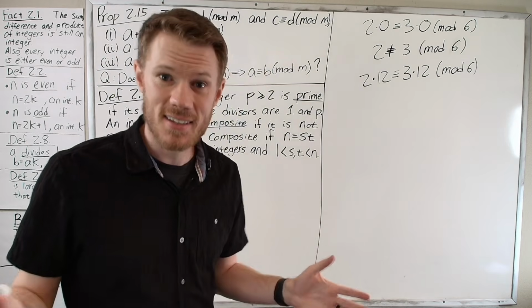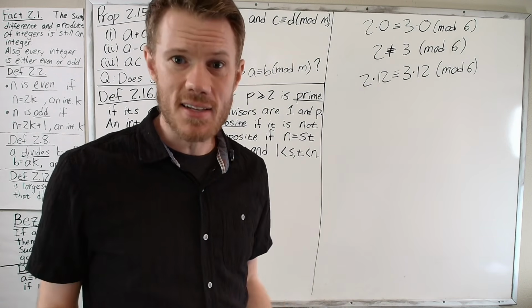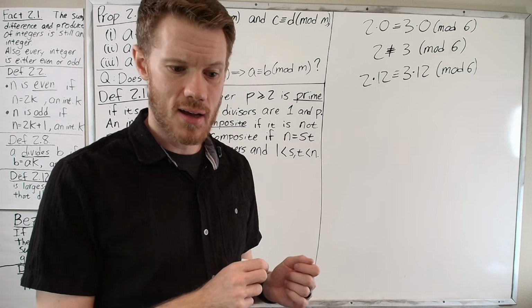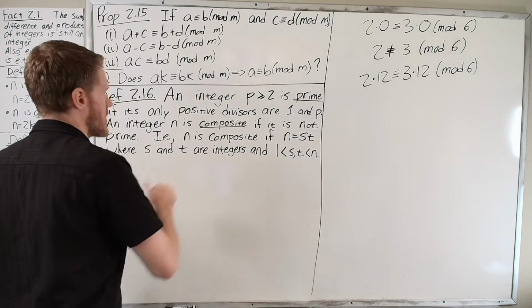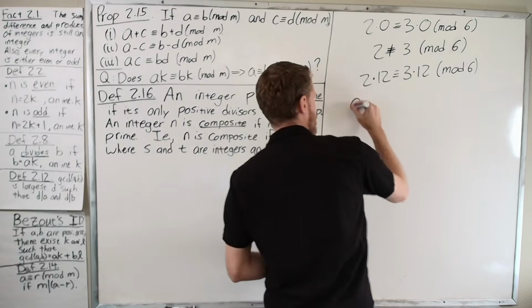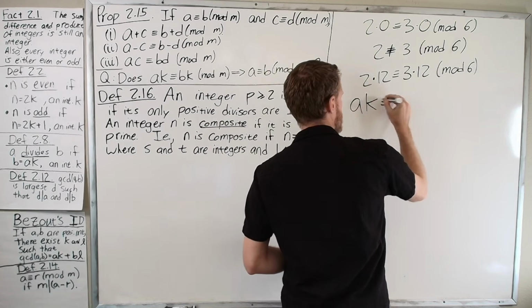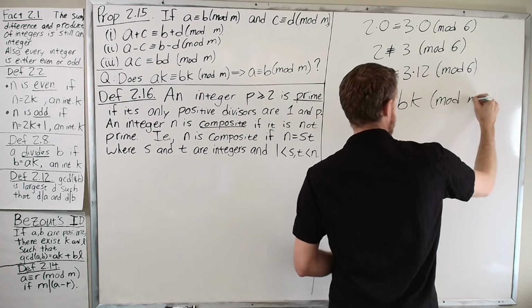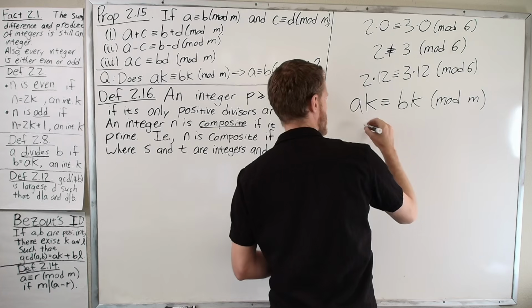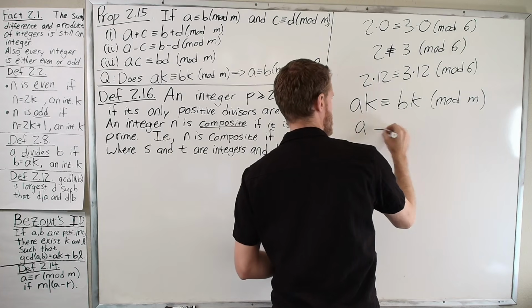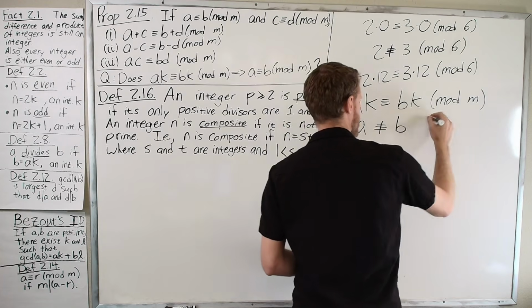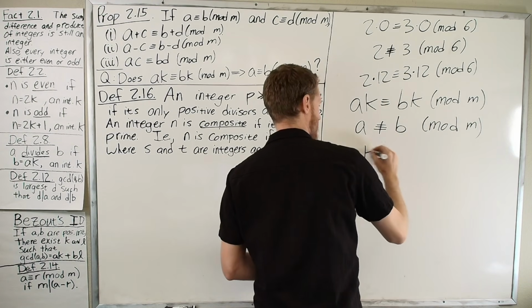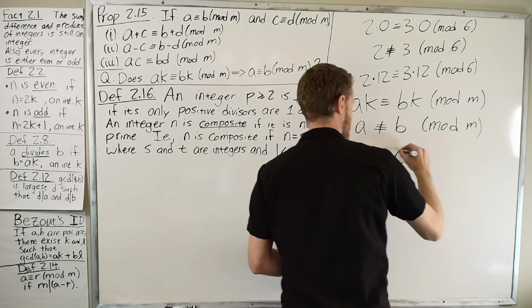But is that it? That's where I left you last time. Are there any other examples of AK and BK? So what do I want? I want AK to be congruent to BK mod M. I want A to not be congruent to B mod M. And I want K to not be congruent to 0?